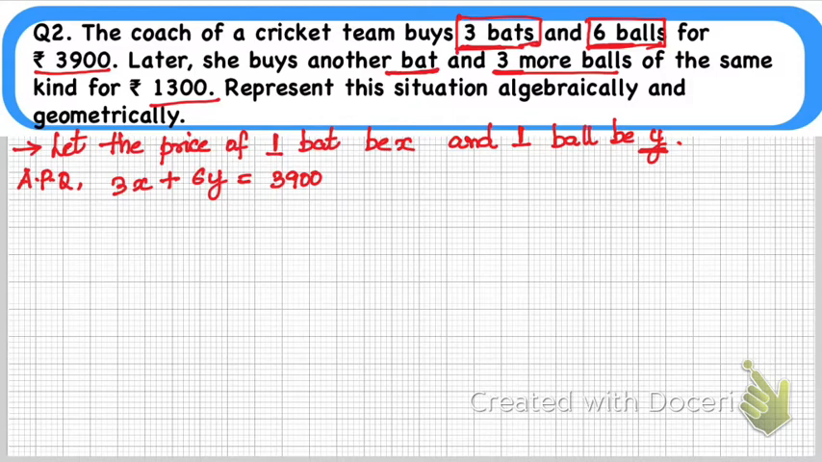In the next equation you have been given that the cost of 1 bat and 3 balls is rupees 1300, right? There's a correction in this question. It's not 3 balls, it's 2 balls. So here we will be writing it as 2y.